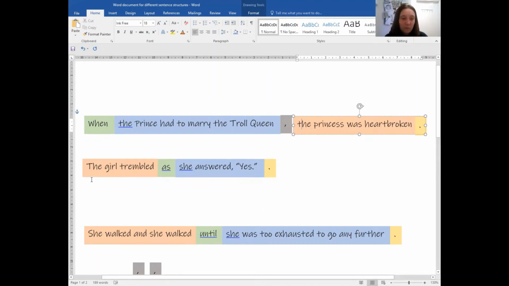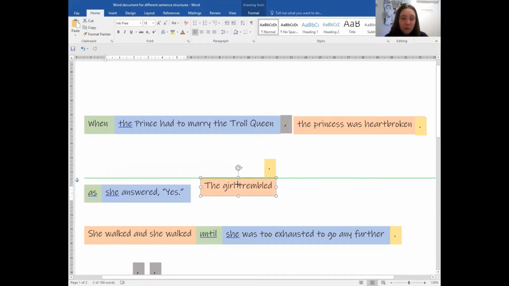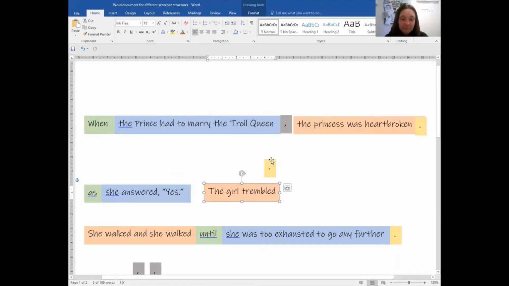Let's try the second one. The girl trembled as she answered, yes. Again, I'm now going to start with the second half of the sentence. As she answered, yes, the girl trembled. So again, it makes sense, it's just in a different order. Moving my main clause towards the end, popping the full stop, and then can you remember what do we have to use to separate those two clauses? That's right, it's a comma.